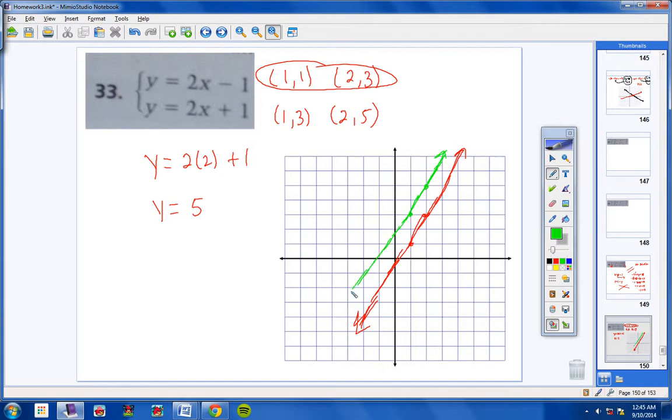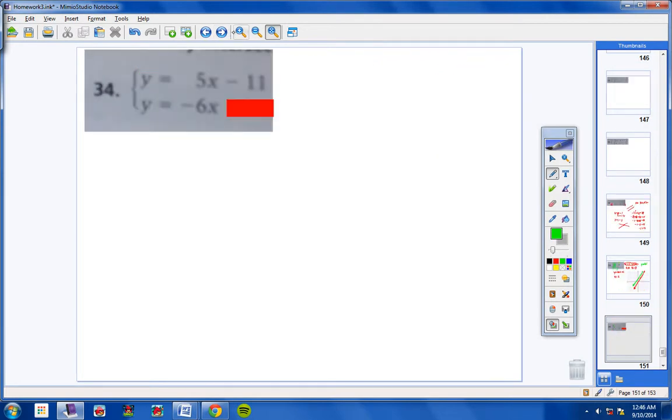Now let's see if that makes sense. Remember, parallel lines have to have the same slope. Well, y is all by itself, so your slope is 2. Y is all by itself, and your slope is 2. So yes, these two lines are parallel. So the answer would be parallel.